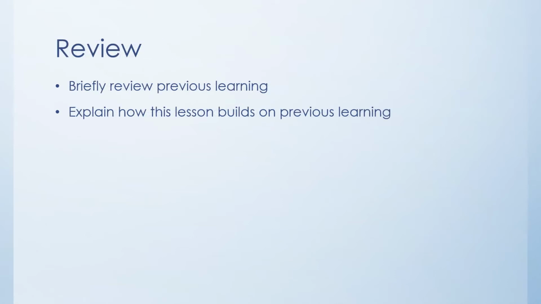And then I would review. I'd briefly review the previous learning and explain how this lesson builds on the previous learning. So I might say something like, previously we just read chapter 1 in Charlotte's Web, and we got introduced to a number of characters. Who can tell me who the characters were that we were introduced to in chapter 1? And then I might say, well, in this lesson, what we're going to do is we're going to build on that, and we're going to look at one of the characters in particular, and we're going to think about the character's, Fern, her character traits.